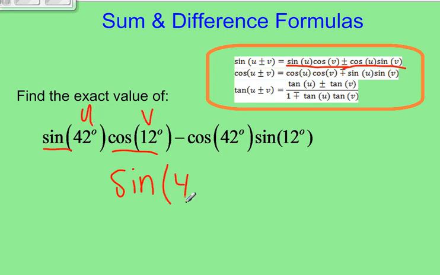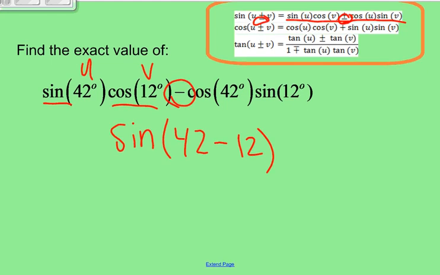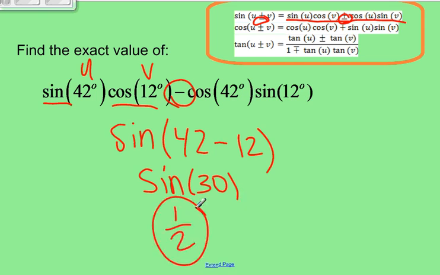So I've got 42 and 12 in here. And then I look here and it's a minus. So for sine, minus was on the bottom. So minus on the bottom here. And I'm going to do sine of 42 minus 12, which is going to give me the sine of 30, which means I'm not done because 30 is on the unit circle. So the sine of 30 is going to be 1/2, and that would be our final answer there if we were choosing to condense this problem.